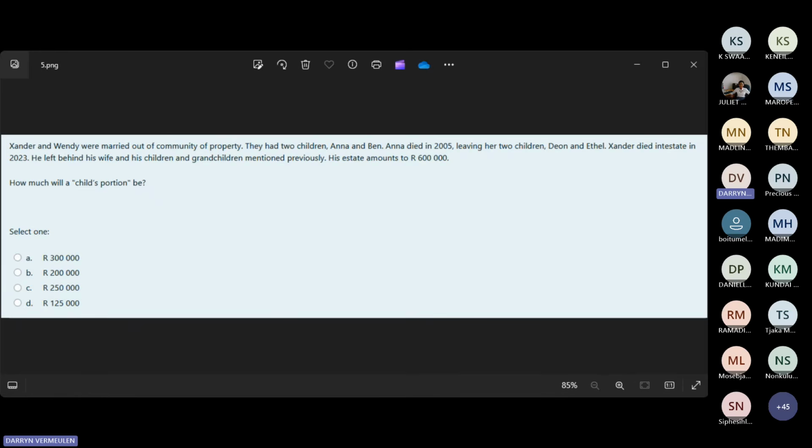So in this case, because the child's portion is less than the statutory amount, the spouse would get 250,000, and won't get a child's portion, so you'll take that full 250,000, which leaves us with, 600 minus 250, 350,000. That 350,000 would then be divided out amongst the 2 children. Obviously, Anna, because she's died, her 2 children would inherit that portion that was given to her.